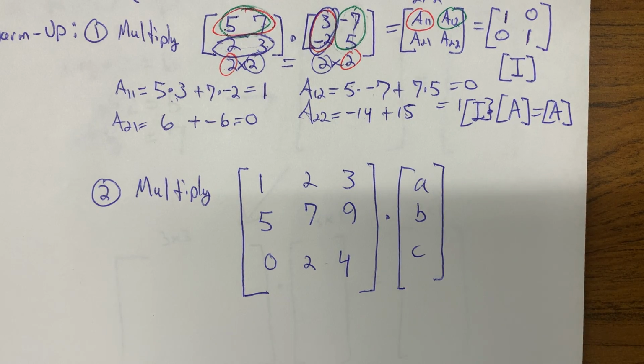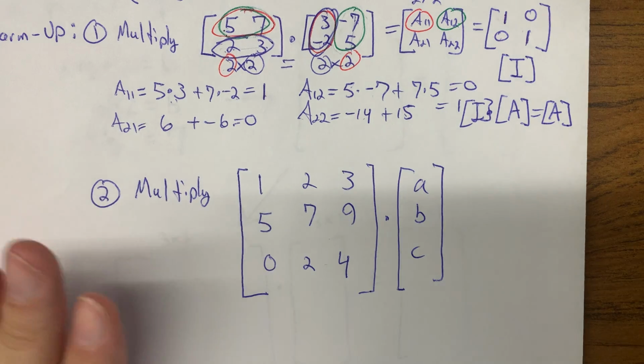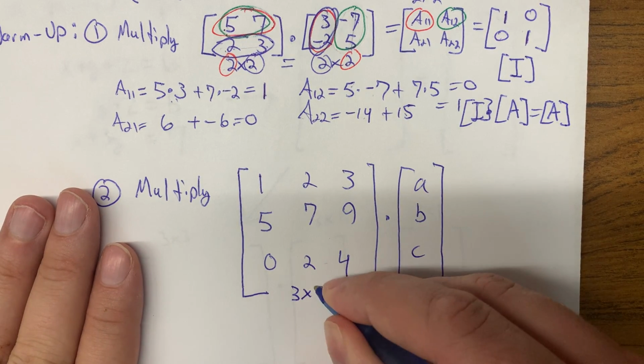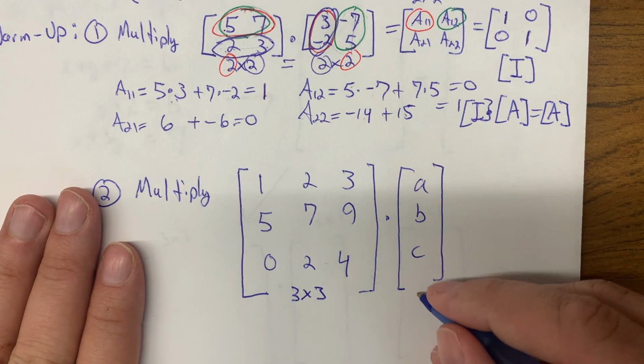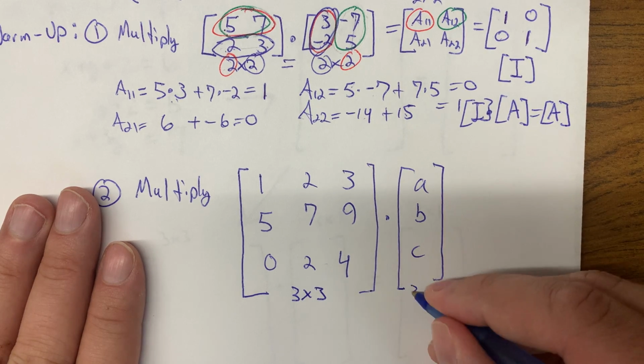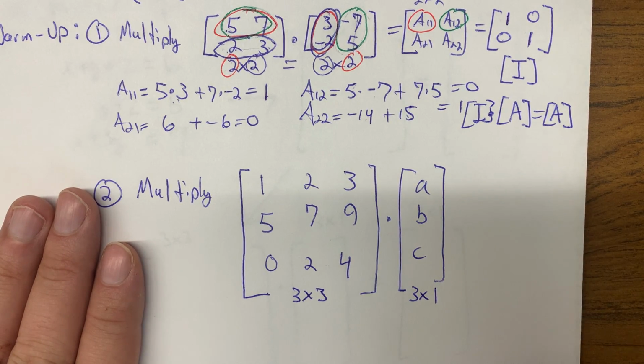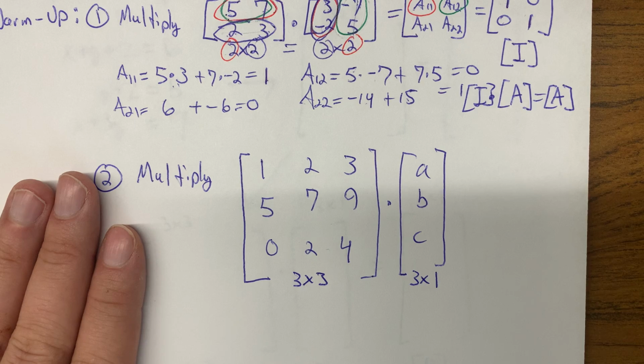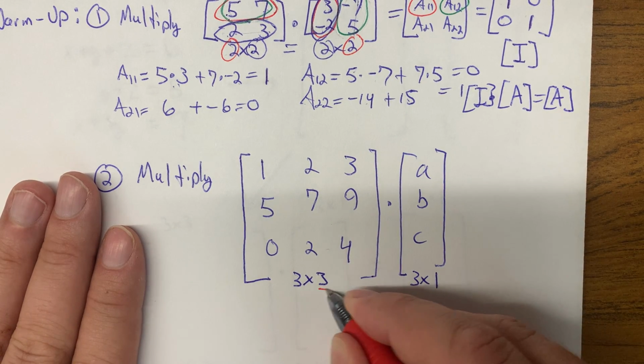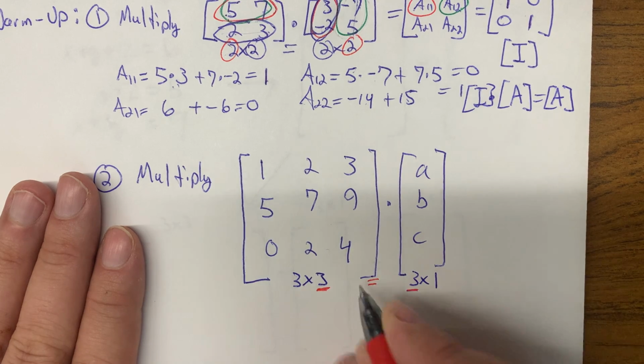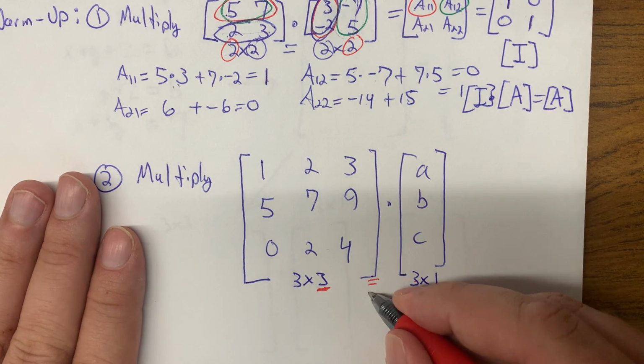All right, this next one, multiply this times this. And the first question is, can we multiply it? And hopefully we recognize that this is a 3 by 3 matrix. This one has 3 rows and only 1 column. So it is a 3 by 1 matrix. So can we multiply this? Well, the dimensions on the inside are equal to each other. 3 and 3 line up, so we can multiply it.